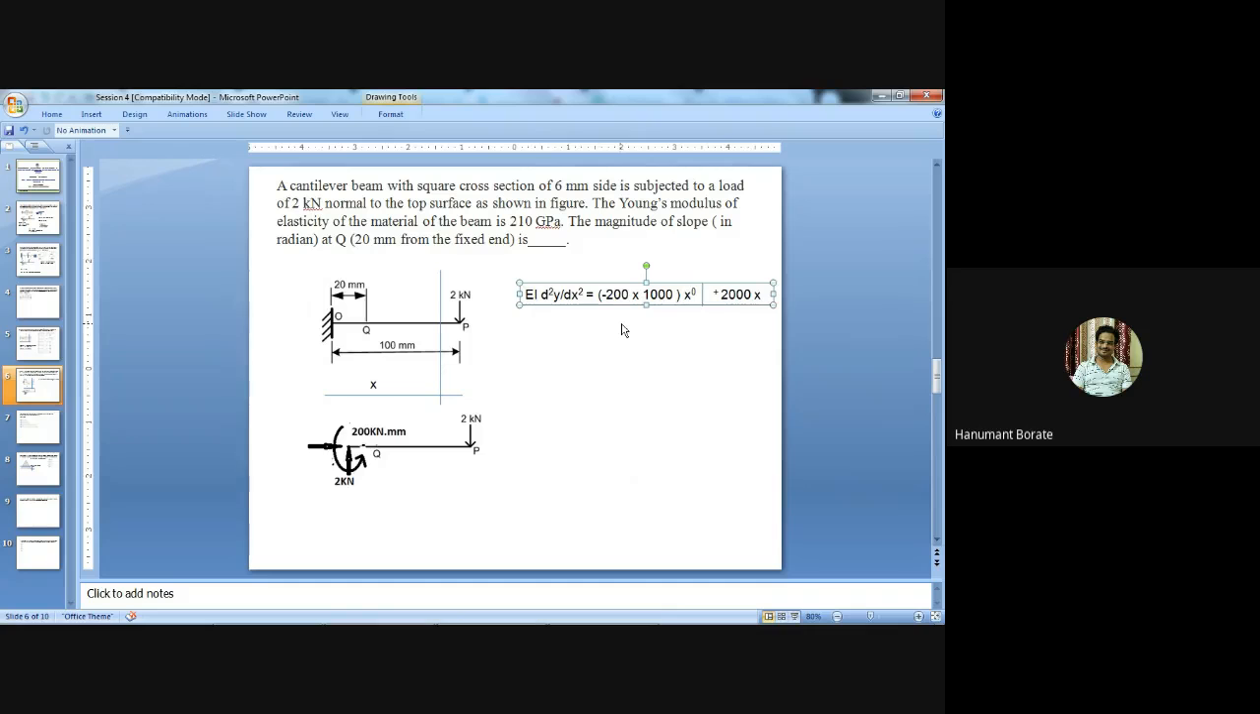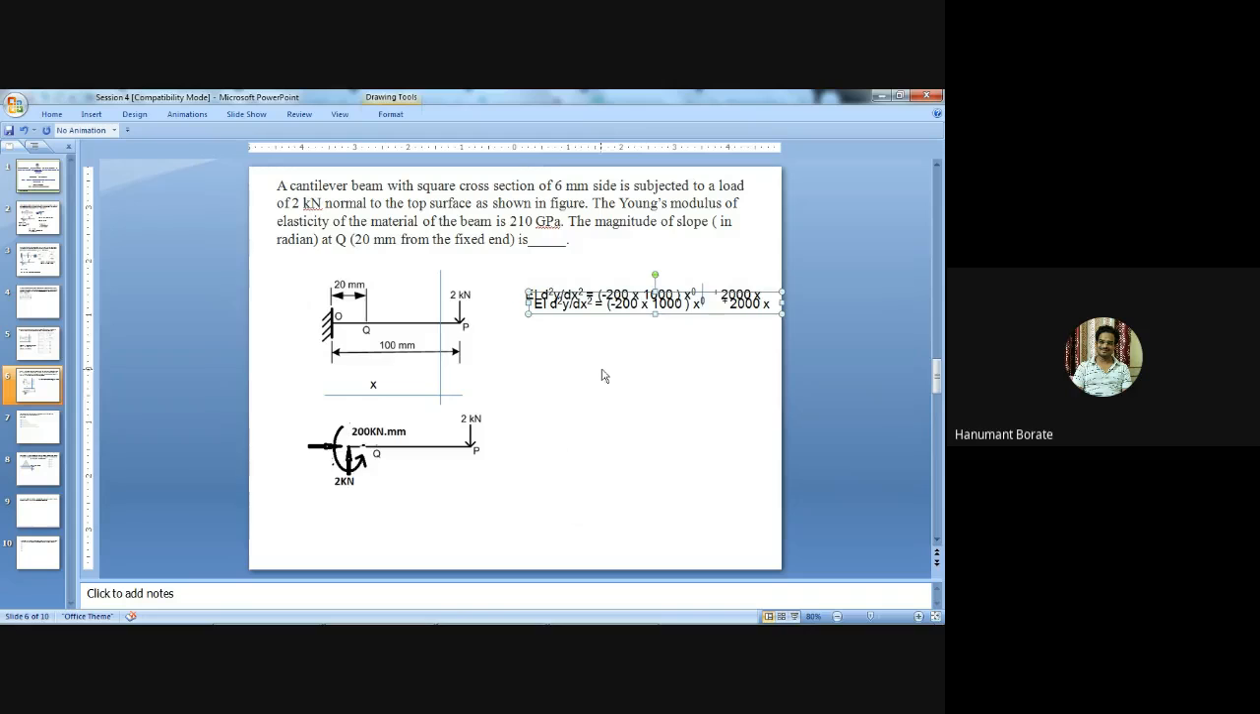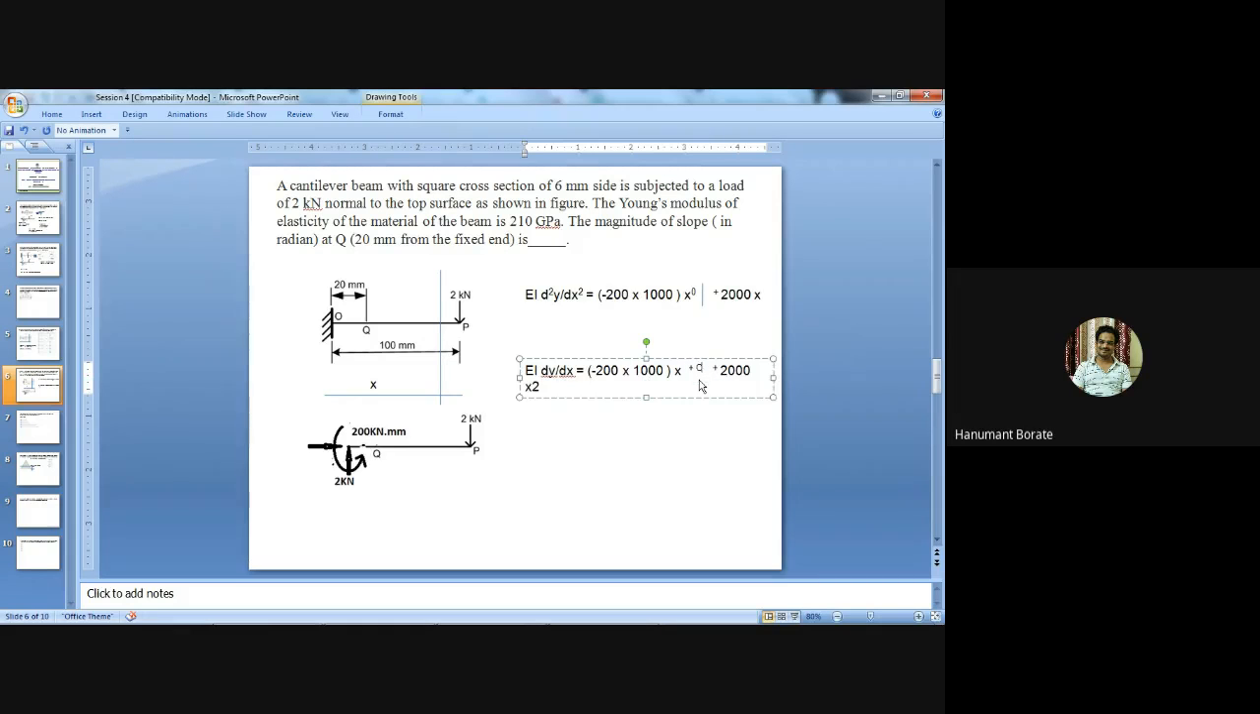Now we need to integrate this equation with respect to x. So here we'll get EI dy by dx. Now the integration of minus 200 into 1000 gives x raised to 1, plus 200 x square, and plus the integration constant, that is c1.